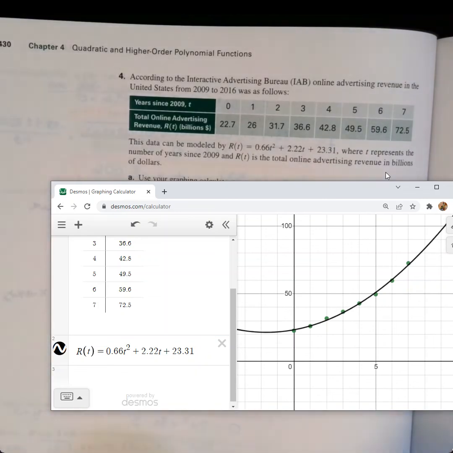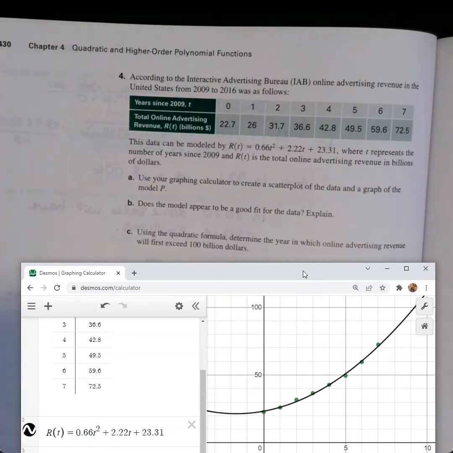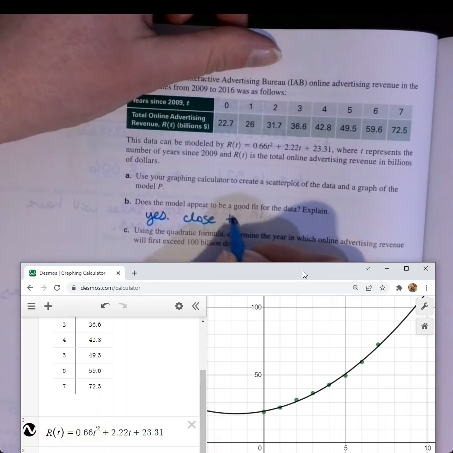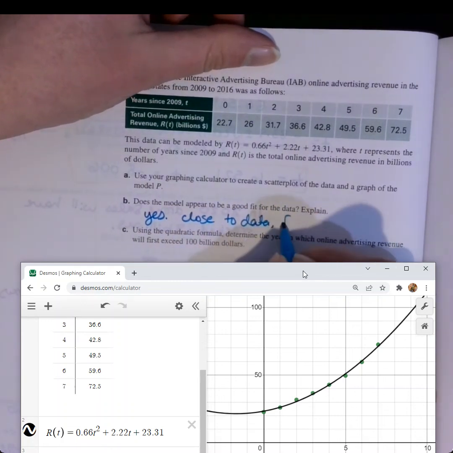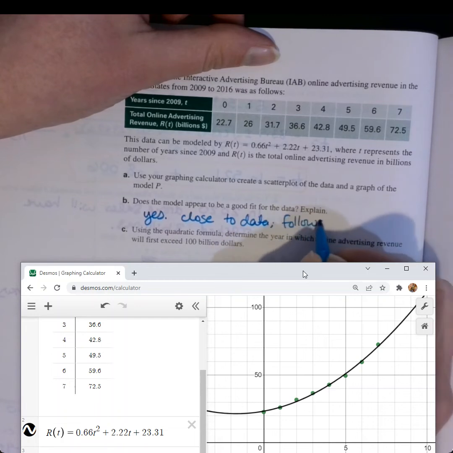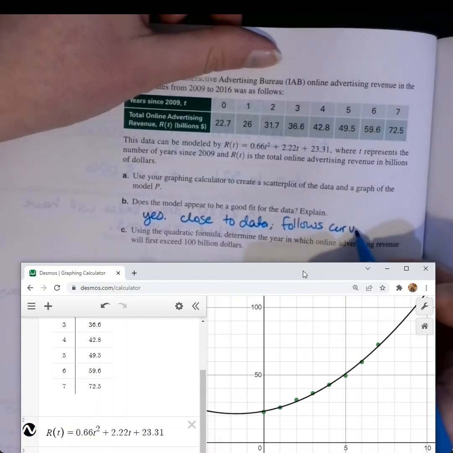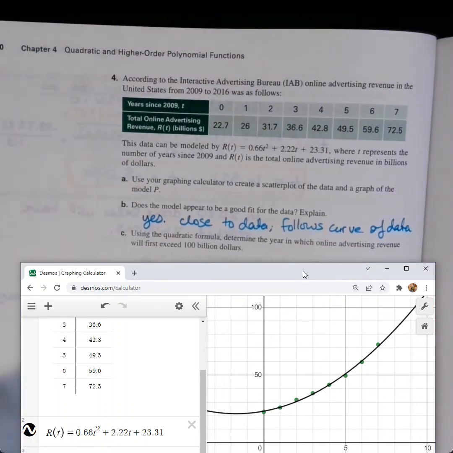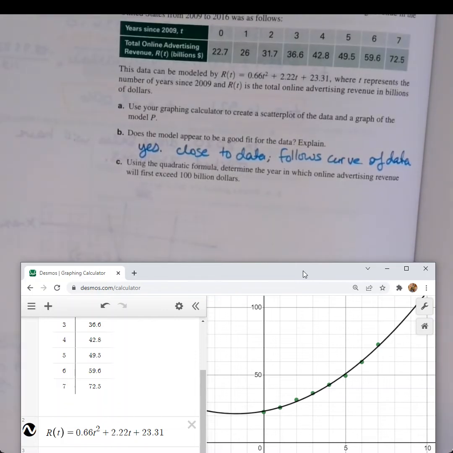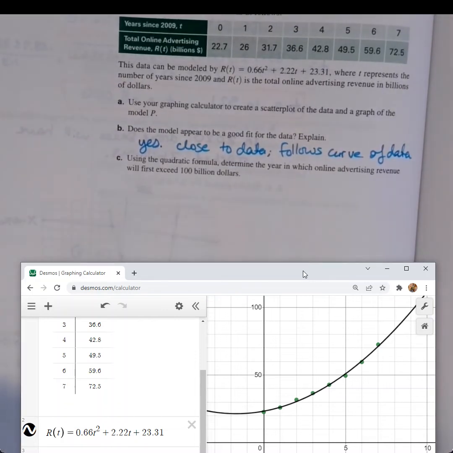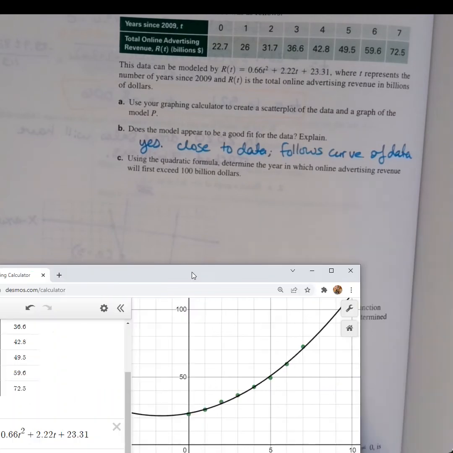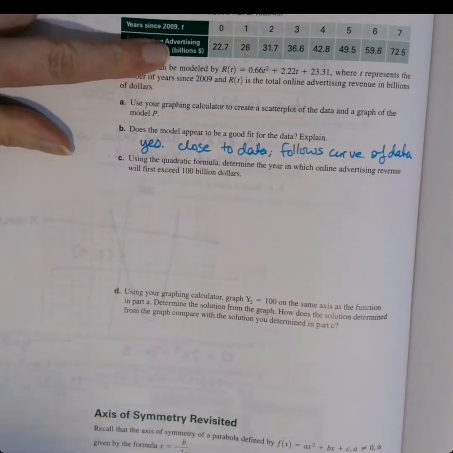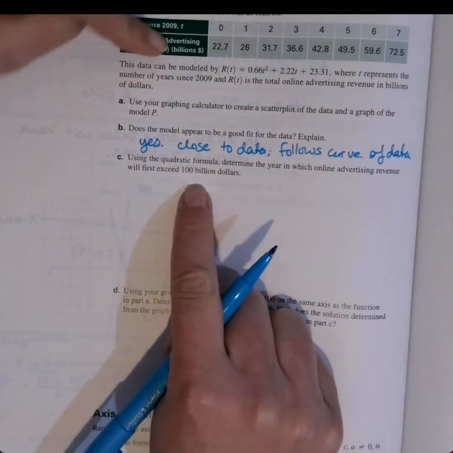Does the model appear to be a good fit? Yes. It's close to the data. Follows the curve of the data. It's not curving in a different direction from the data. It's following the curve of the data, following the general shape of the data. So, looks good. Okay. Using the quadratic formula, determine the year in which online advertising revenue will first exceed $100 billion. So checking my units up here, my units are in billions, so I can use 100 for 100 billion.